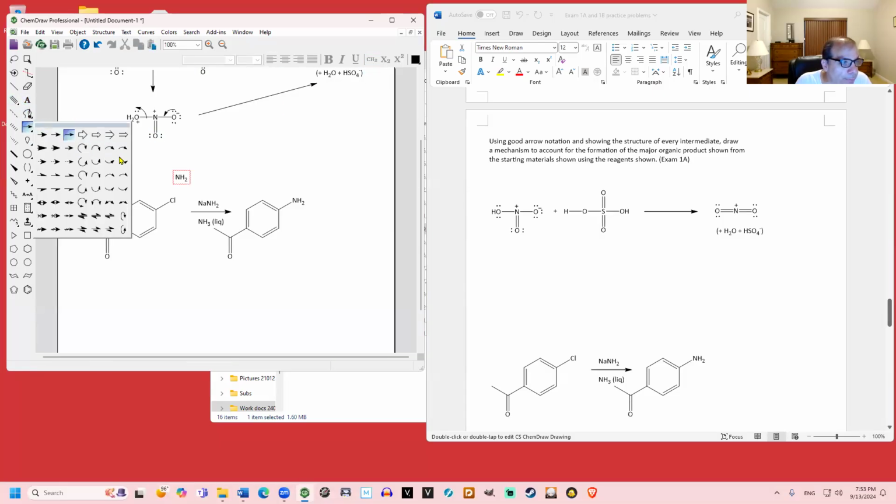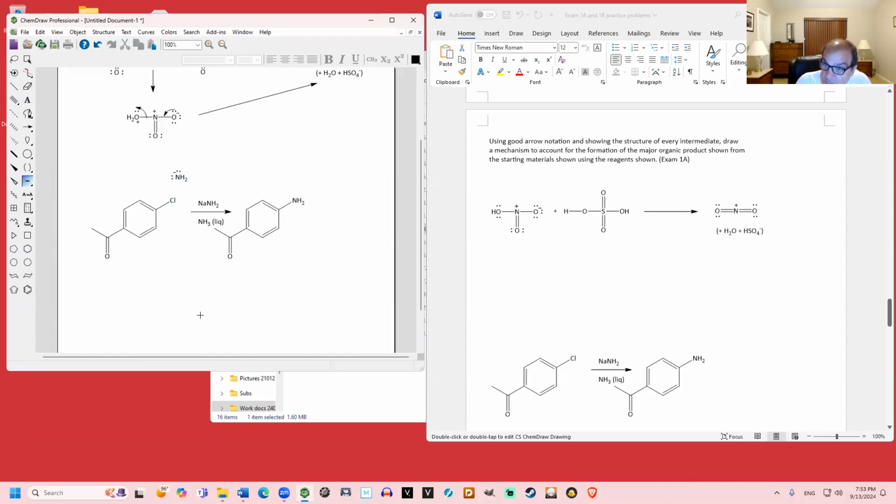In the first step, whatever you're given as the nucleophile attacks the carbon that's bearing the halogen. So the first thing we need to figure out is what our nucleophile is. In this case, our nucleophile is NH2 minus. The way you know that is because we're given NaNH2.